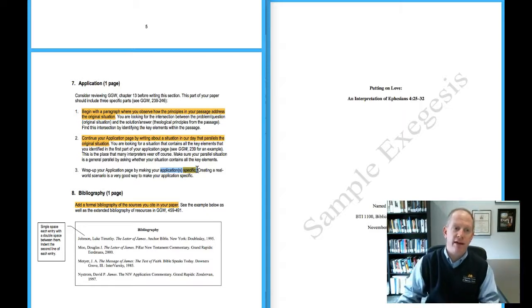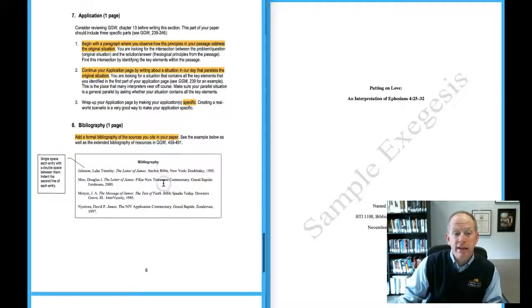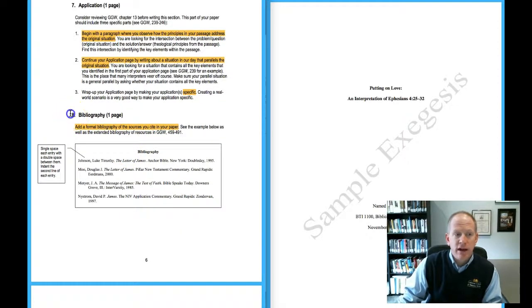So think through that, and then finally wrap it up with very clear and very specific application. Don't just say, read your Bible more. Well, that's great advice, but how? Be specific. Give a concrete example of what they can do. And then finally, on a separate page, there would be a bibliography, formally written, of all the sources that you used, all the sources that you cited in your paper. And if you go back to the syllabus, you'll know that there are a minimum of 12, and there are a variety of types.